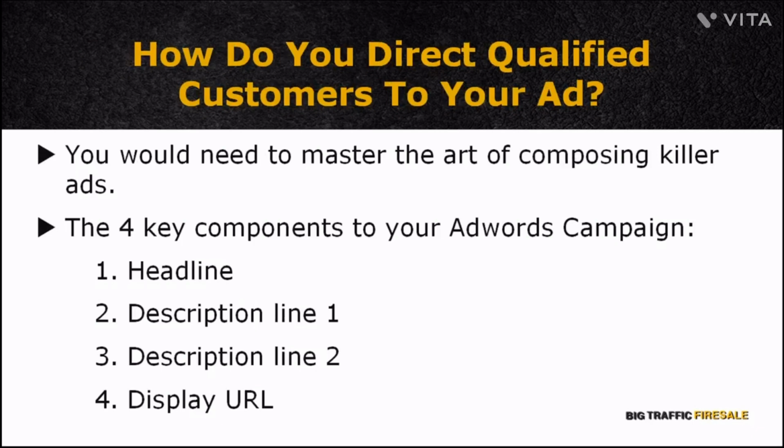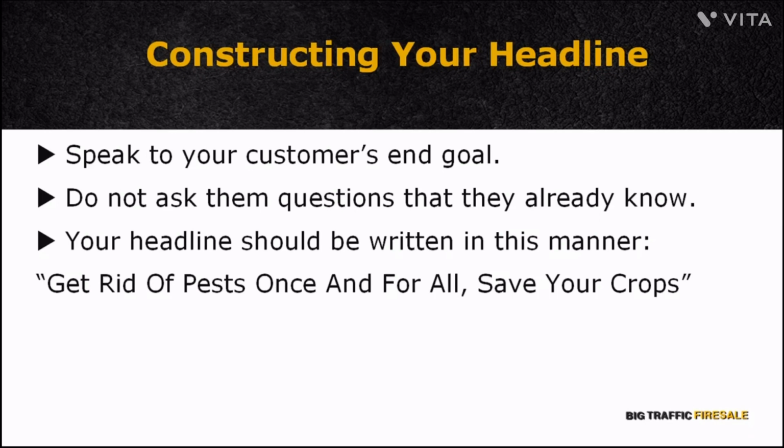Well, you'd need to master the art of composing killer ads. There are 4 key components to your AdWords campaign. 1. Headline. 2. Description line 1. 3. Description line 2. 4. Display URL. Bear in mind that these components will either make you or break you. First, let's look at the headline. The headline should be your main focus, as it's what your prospects will be reading first of all.